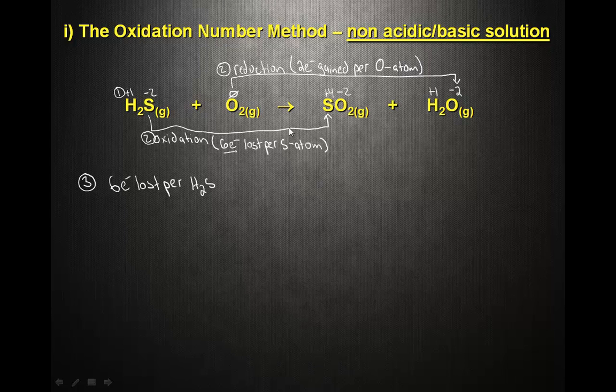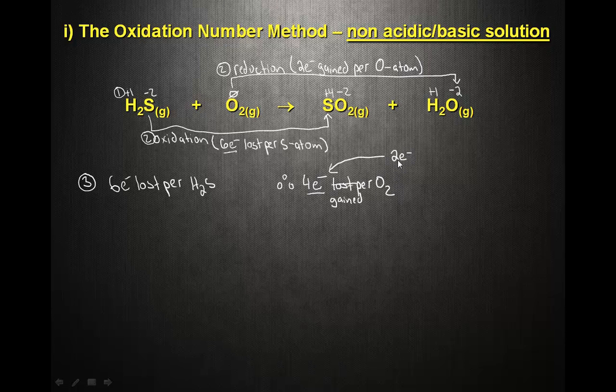Now, if we look over here at oxygen, how many electrons were gained for the O2, which is our reactant? Well, the answer is 4. 4 electrons lost per O2. Now, the common answer that people want to put here is 2. Oh, wait a second, let's fix that. That should be gained per O2 atom or O2 molecule.